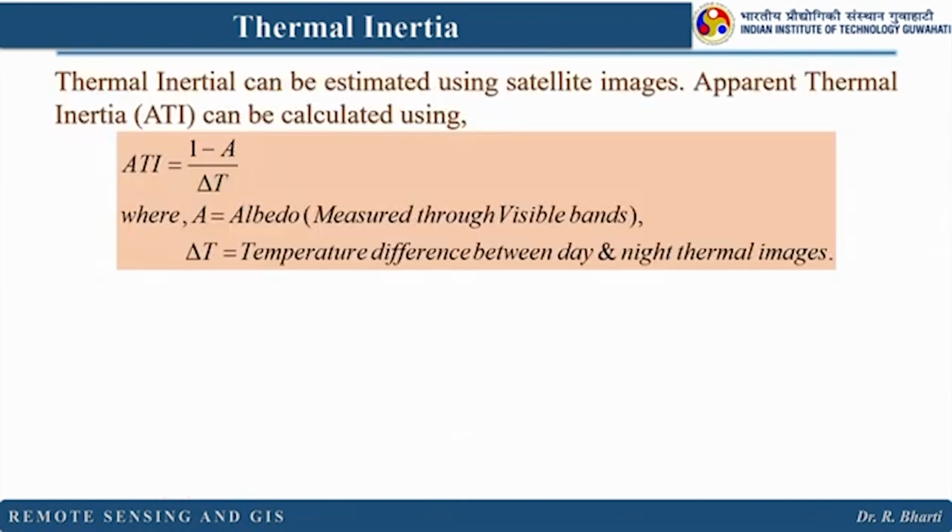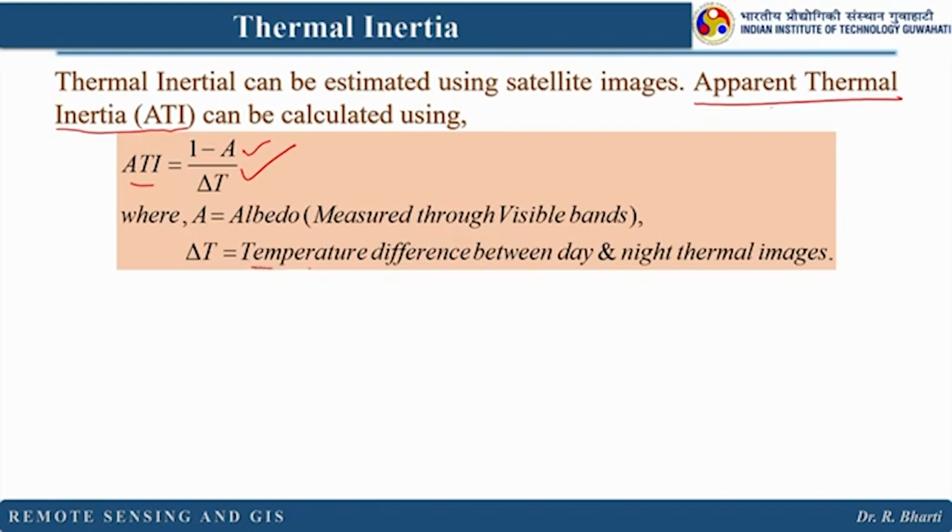So how do we calculate this thermal inertia? A very generic formula, known as apparent thermal inertia, can be calculated using these satellite images, and this is for initial assessment. Remember, ATI, that is apparent thermal inertia value, is equal to 1 minus albedo divided by delta T.